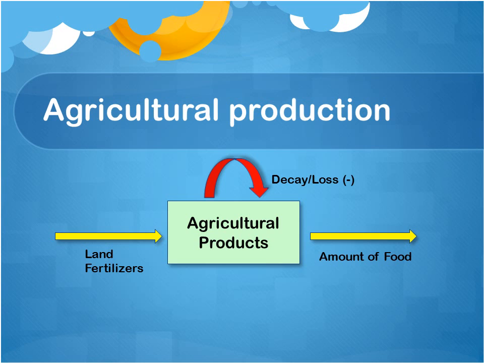And then there's the decay or the loss. A fraction of the crops are lost naturally to weather issues or to natural decay. So again, the balance of these inputs and outputs will tell you a little bit about how agricultural production will evolve over time.